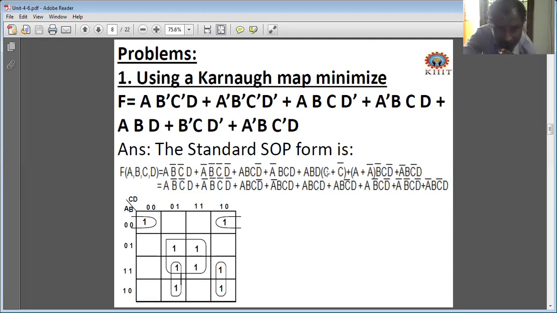Similarly, B bar, C, D bar. Here there is no term A, so you multiply by A plus A bar. Then next, A bar, B, C bar, D. Now expand. Now what do we get here?